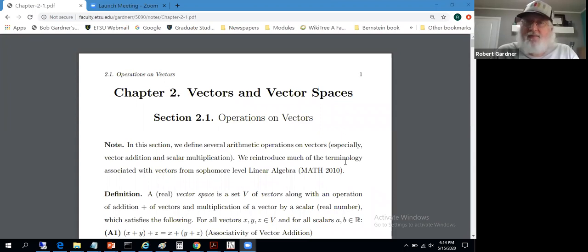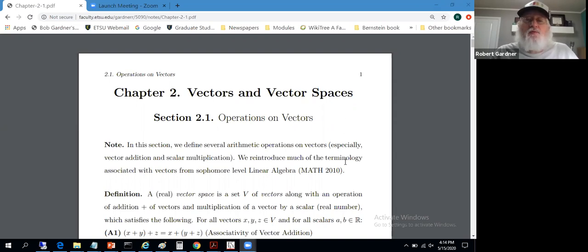Okay, let's get things started with chapter 2. A lot of this will be redundant with your sophomore linear algebra experience. Some of the notation's a little bit new. I kind of like the way we did things in sophomore linear algebra a little bit better sometimes, but I'll adhere to the textbook's notation.